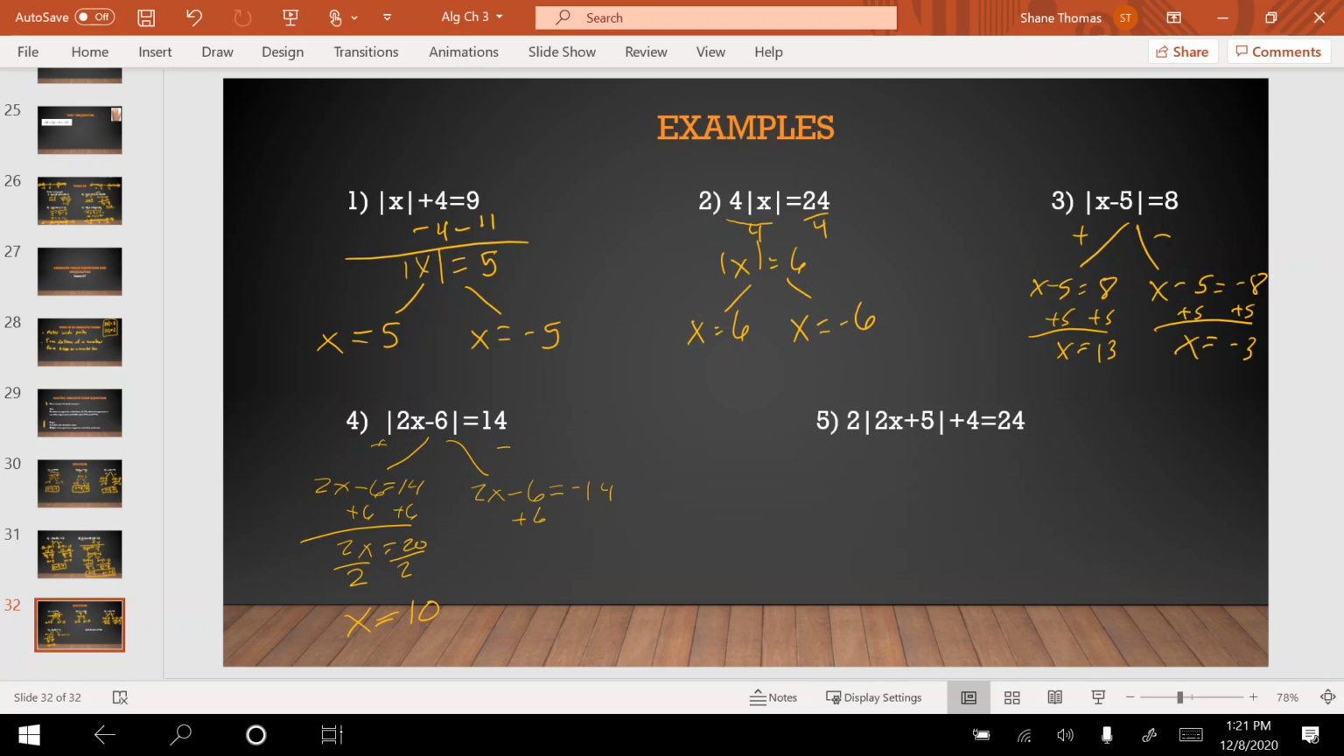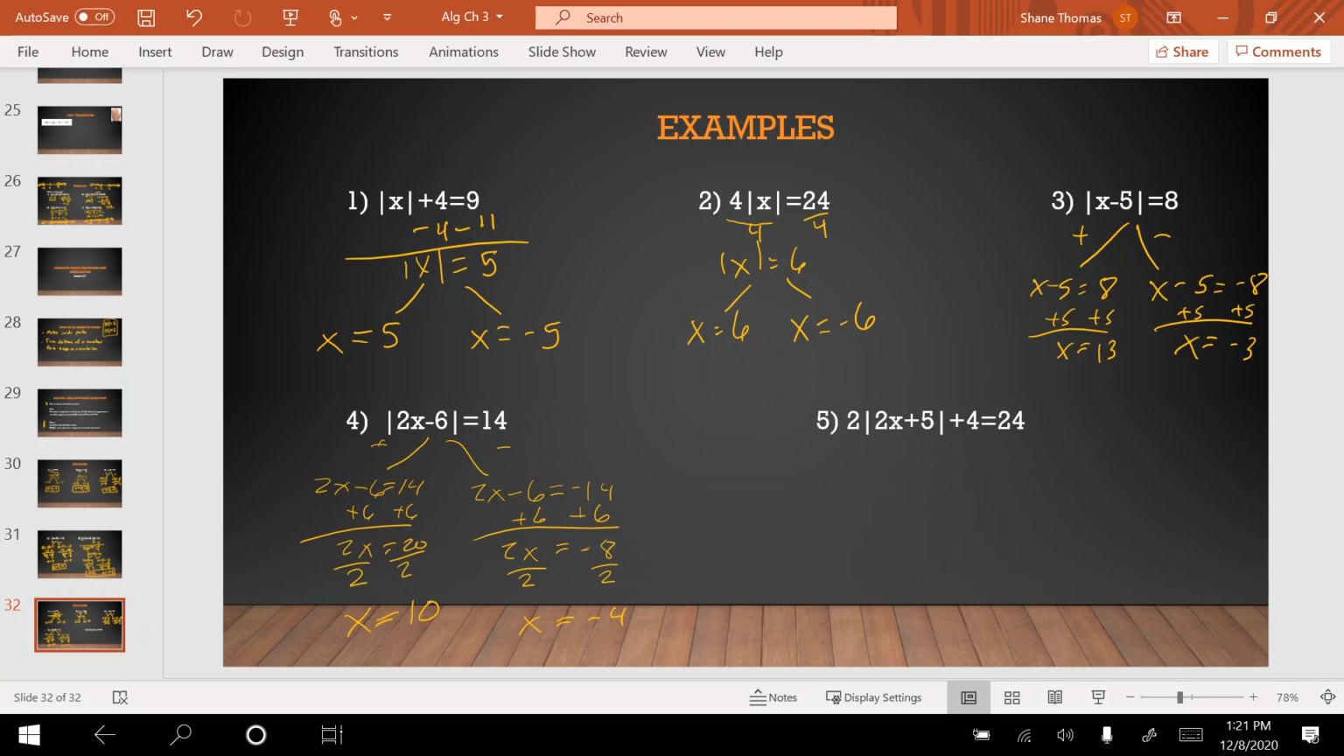Over here, add a 6. Add a 6. So 2x equals what? Negative 8. Divide by 2. X equals? Perfect. Negative 4. Last one.